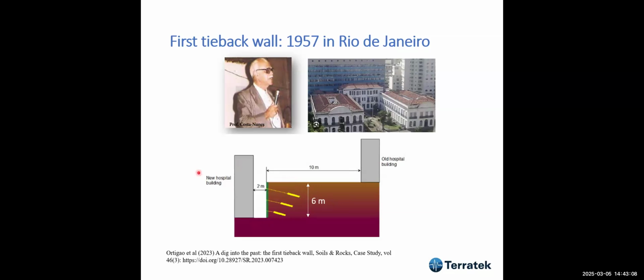And he told us that he designed this wall for the first time. He also pre-stressed the anchors. Then the working load was half of the testing load. But he never published anything about that and details. He told us many times, but we didn't know where it was.